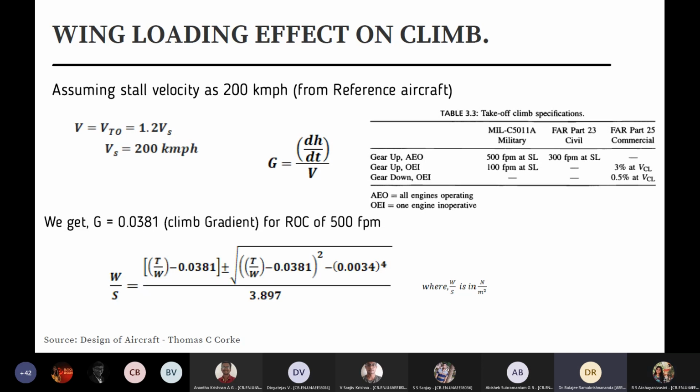Then the climb gradient, you have to change to whatever is given there, 100 feet per minute. The climb gradient will change. Okay, sir, we'll make the changes now. It is not just changing one parameter here, you have to change this also. That is why OEI, one engine inoperative. Okay, continue.